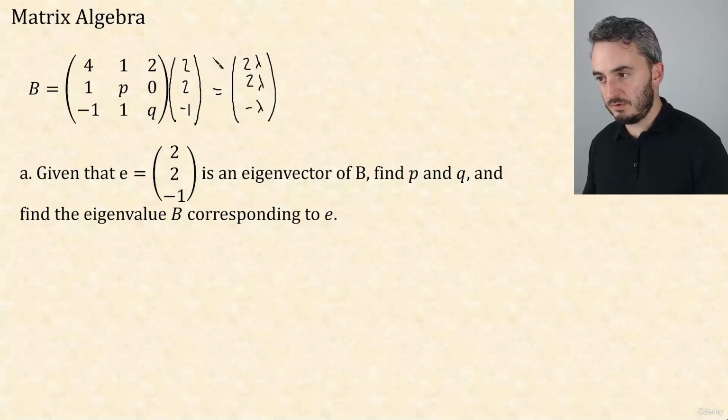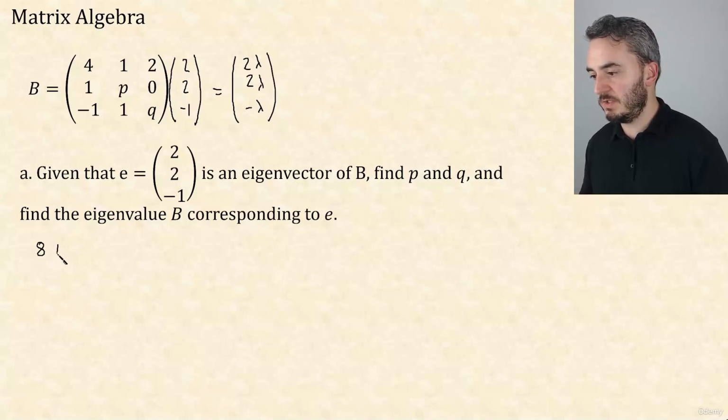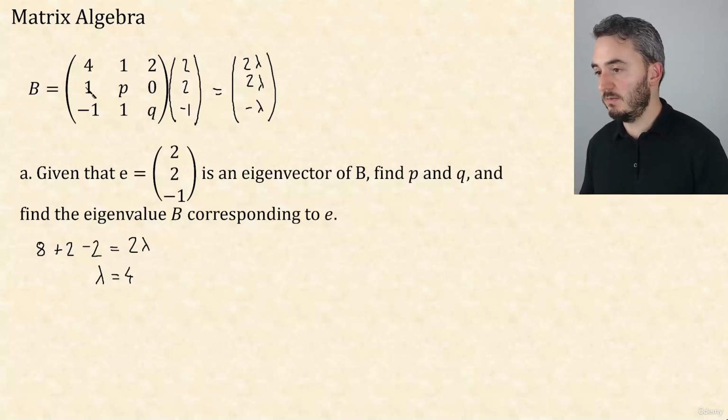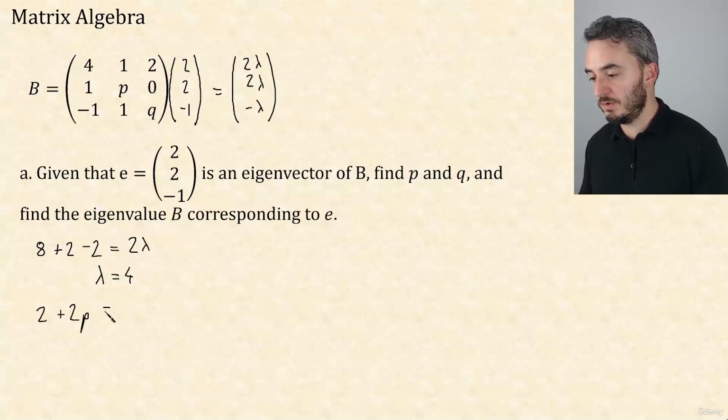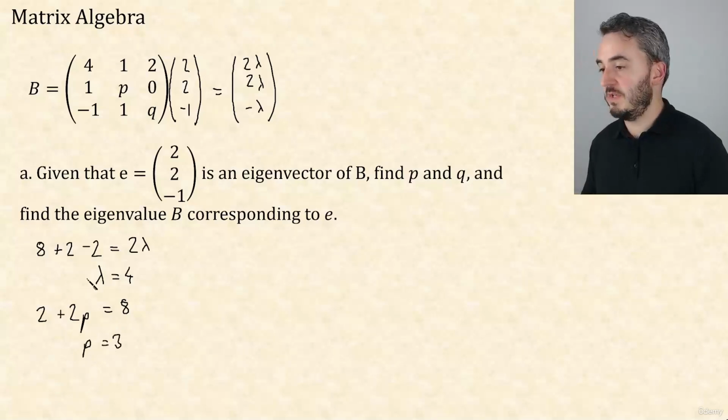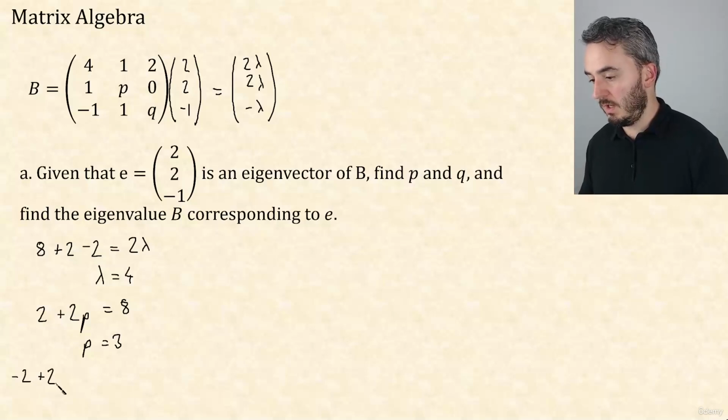Well, we can use that first row to find lambda by saying it's 4 times 2 plus 1 times 2 minus 2 times 1 should equal 2 lambda. So we've got 8 equals 2 lambda and lambda equals 4. And now we can use the second row to find p. So 1 times 2 plus 2p plus 0 equals 2 lambda, which is 8. So p is 3. And then we can use that third row to find q. So minus 1 times 2 plus 1 times 2 and then q times minus 1. So minus q is minus lambda. So that's going to give us q is 4.